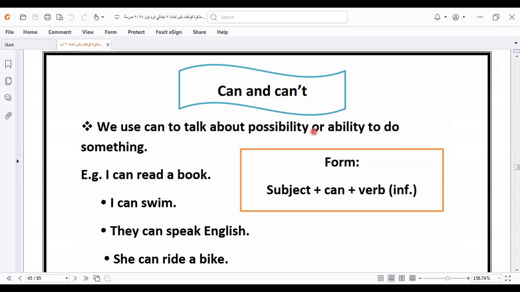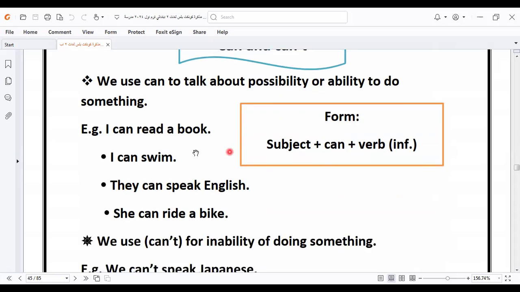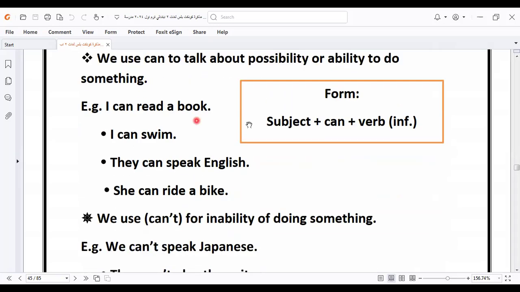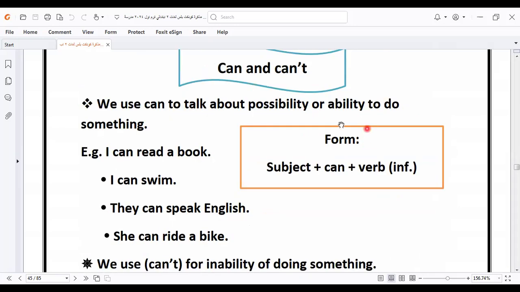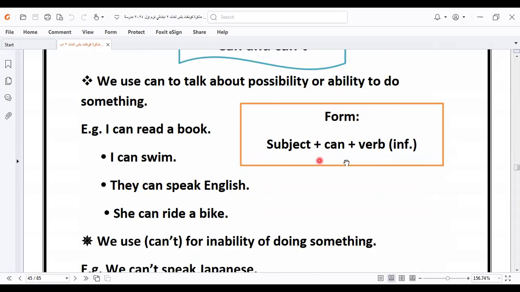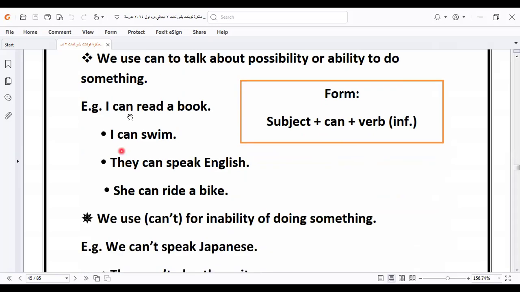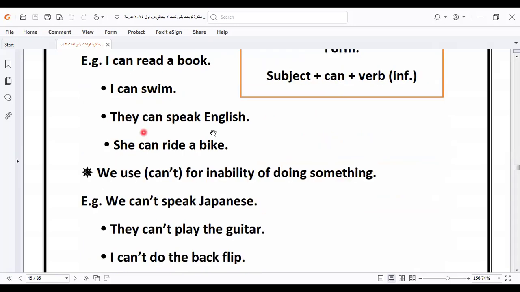We use can to talk about ability or possibility. Let's learn more about this rule. Here we have subject plus can plus verb. I can read the book, so I have an ability to read a book. I can swim. I have an ability to swim. They can speak English. They have an ability to speak English.